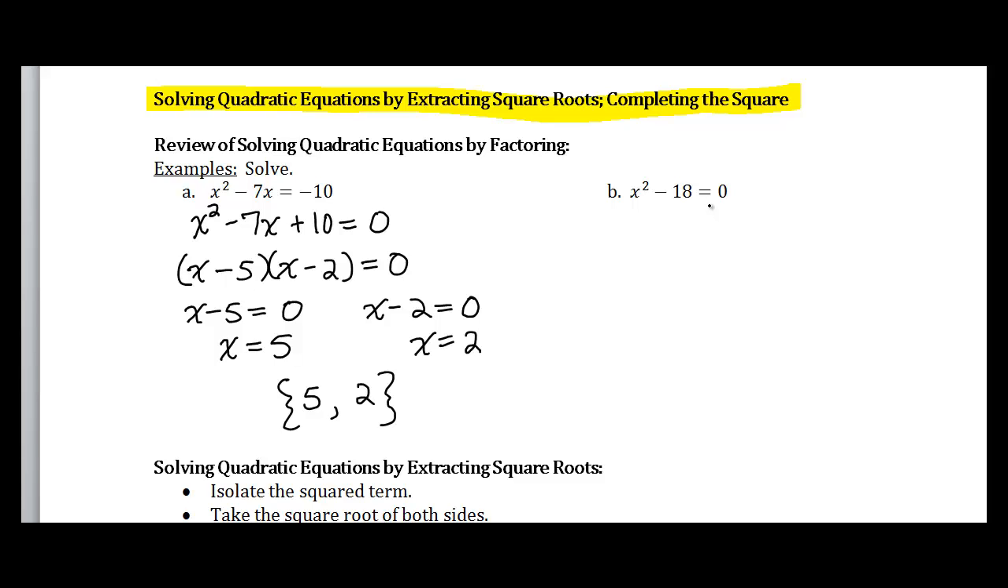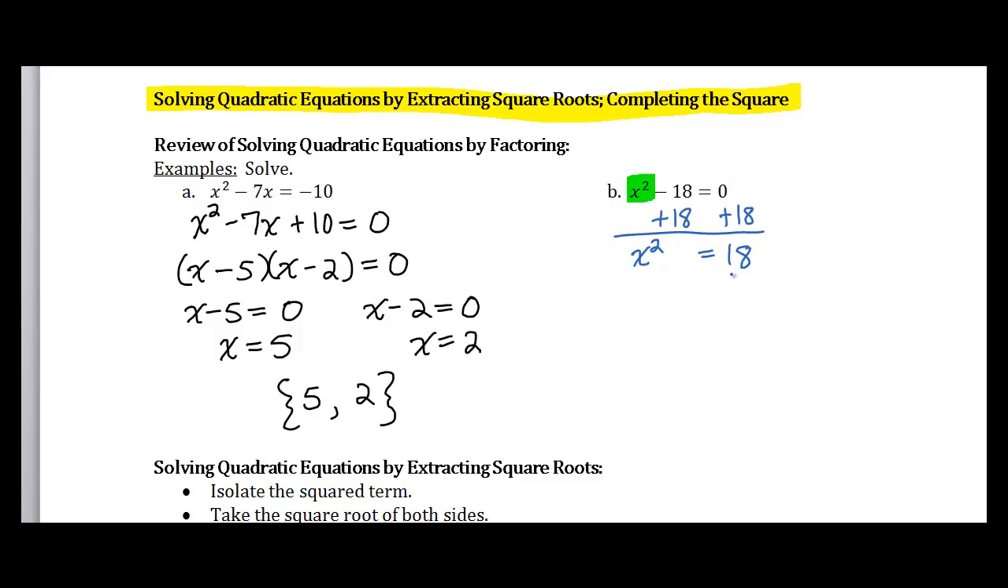All right, I have two terms, and it's not one of those three things that I can factor. So what I'm going to do is isolate my x squared term. Remember, isolate means get on one side completely by itself. So what I'd have to do here is add 18 to both sides. When I add 18 to both sides, I'm going to get x squared equals 18.